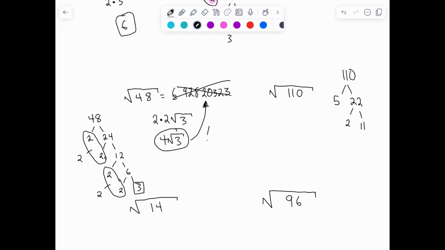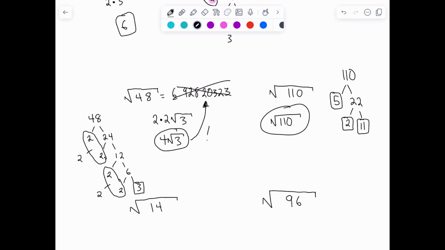What you're going to notice about this one is there is no perfect square that comes out. There are no pairs, right? So the square root of 110, you know what the simplified version of that is? It's just the square root of 110. It can't be broken down anymore. I can't find an exact answer. I do have a decimal approximation, but the exact answer is just the square root of 110.